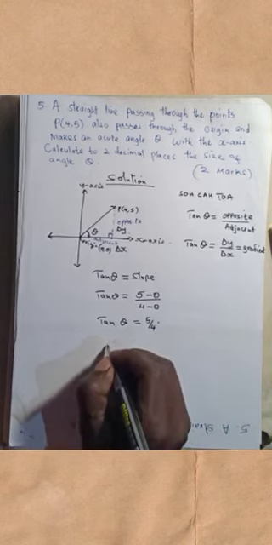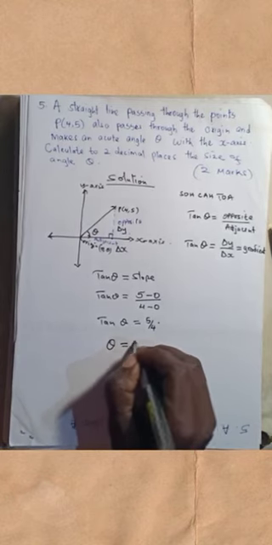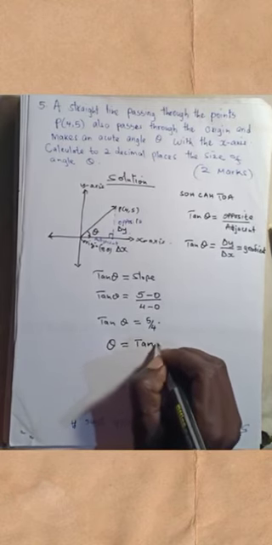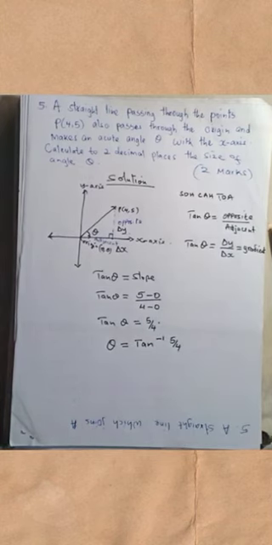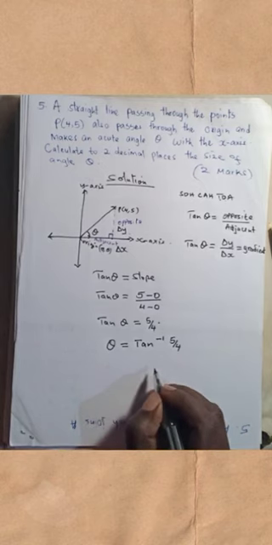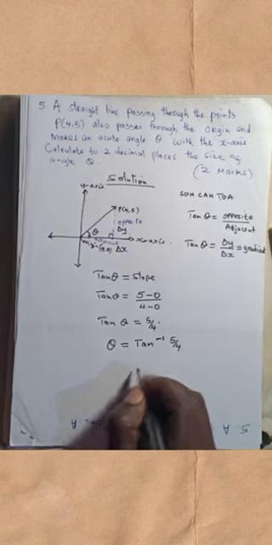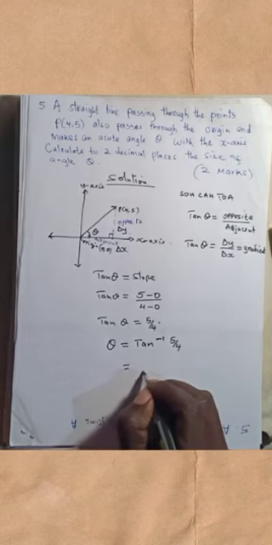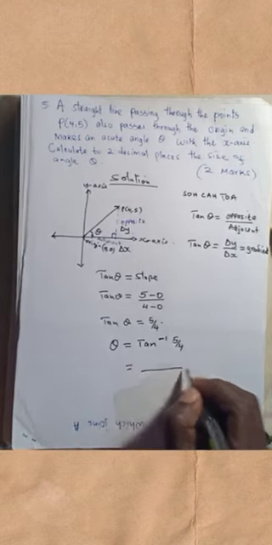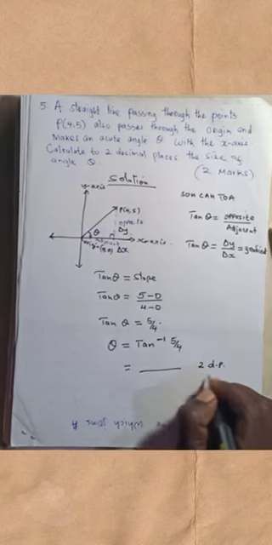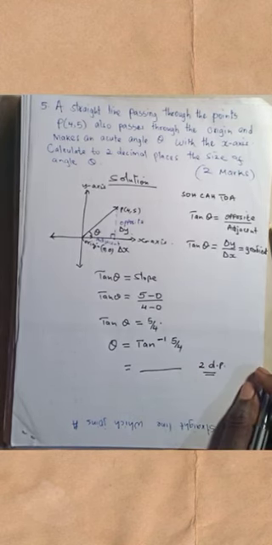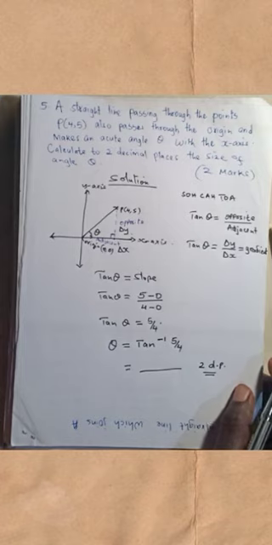And then what will be the value of theta? The value of theta will be equal to the tan inverse of 5 over 4. So of course you will press the tan inverse of 5 over 4 in your calculator, and you'll get the value of the acute angle in degrees. And remember, the answer should be correct to 2 decimal places. Thank you.